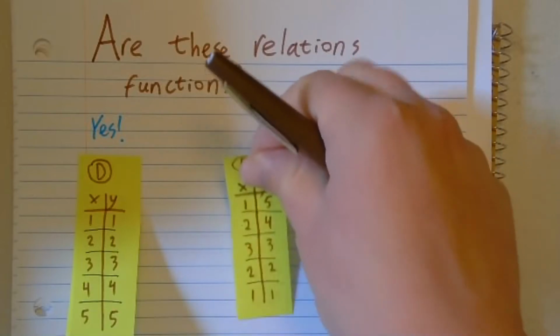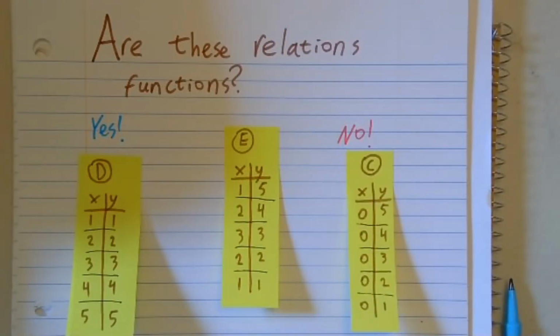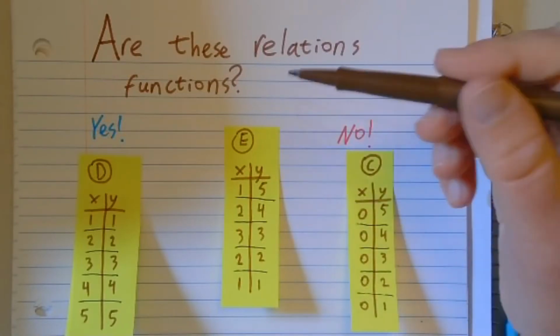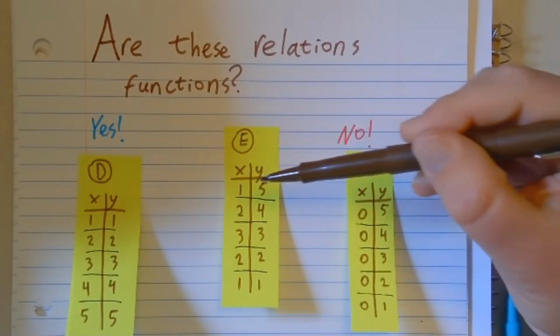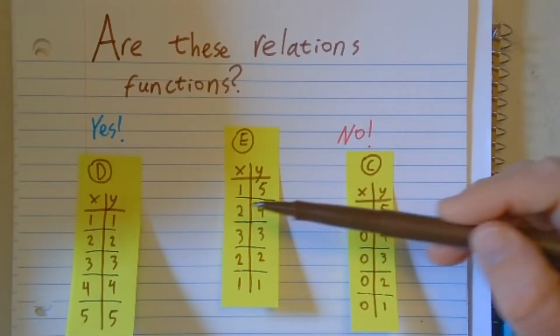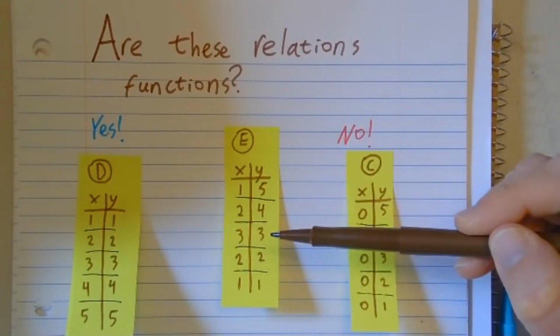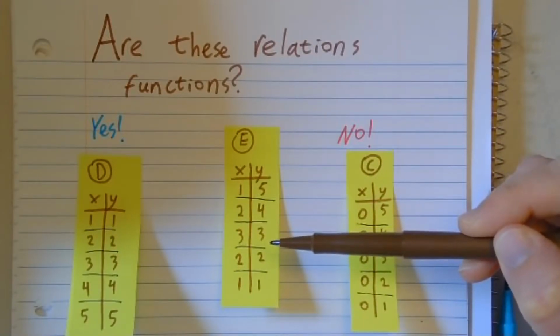What about this one? Pause the video, take a look, and decide if this is a function. Okay, well this one starts out strong. 1 goes to 5, works so far. 2 goes to 4, still fine. 3 goes to 3, yeah, okay, so this must work.